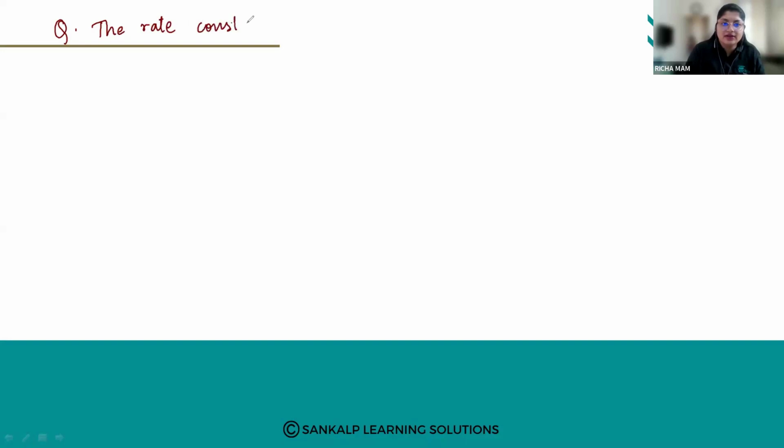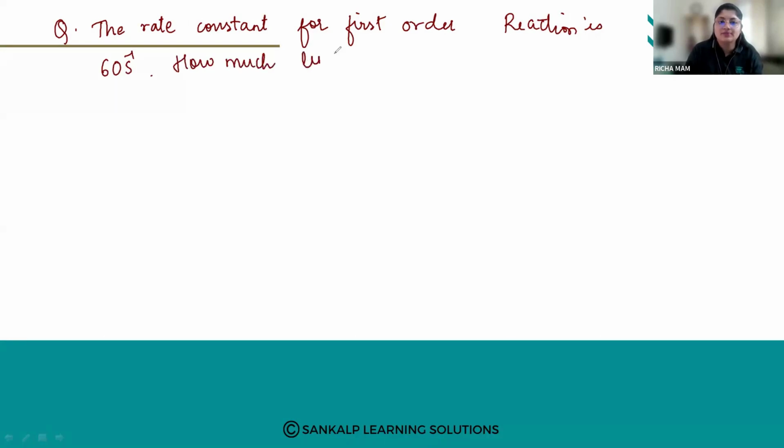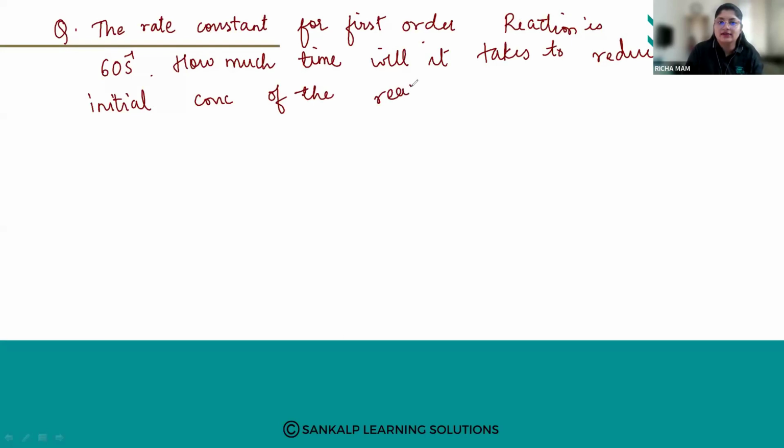The rate constant for a first order reaction is 60 per second. How much time will it take to reduce the initial concentration of the reactant to its 1/16th value?